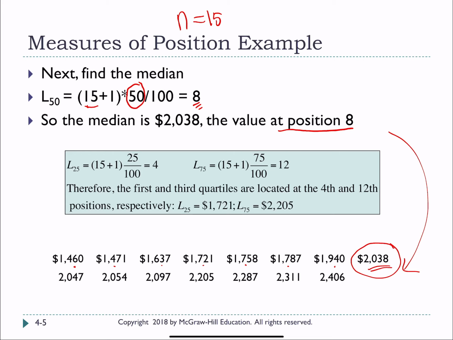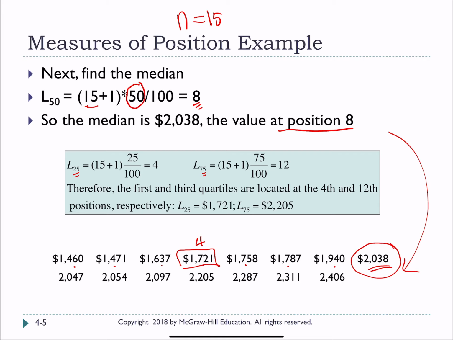$2,038. Now we can also find our first quartile, where we're in the 25th percentile, and then also our third quartile, where we're in the 75th percentile. So we use the same method. For the first, it's the value at position 4. Well, this is position 4. And so the answer there would be $1,721.